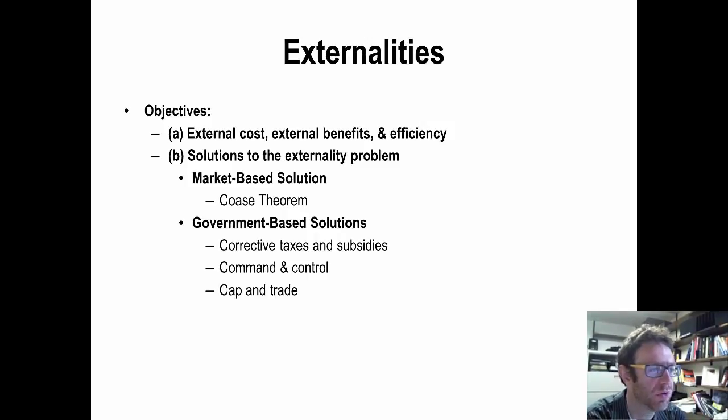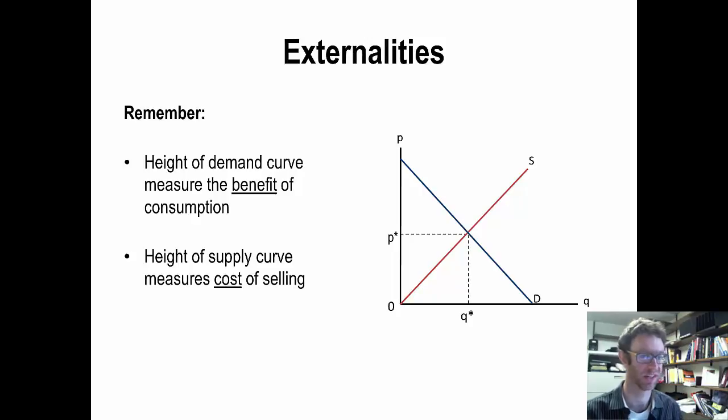And we'll address two broad types of solutions. There are market-based solutions, particularly what we refer to as the Coase theorem. And there are several government-based solutions that we'll quickly review, in particular, corrective taxes and corrective subsidies, command and control policies, and then if we've got time, I'll briefly look into cap and trade as a potential option, which is a hybrid between command and control and market-based solutions, such as the Coase theorem.